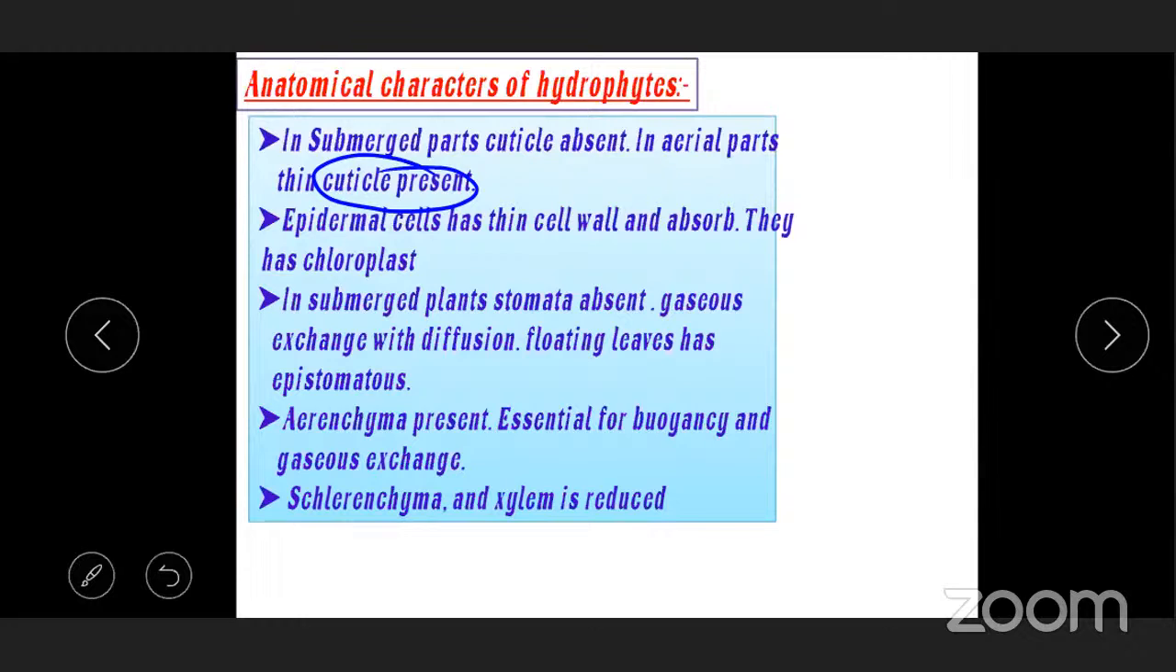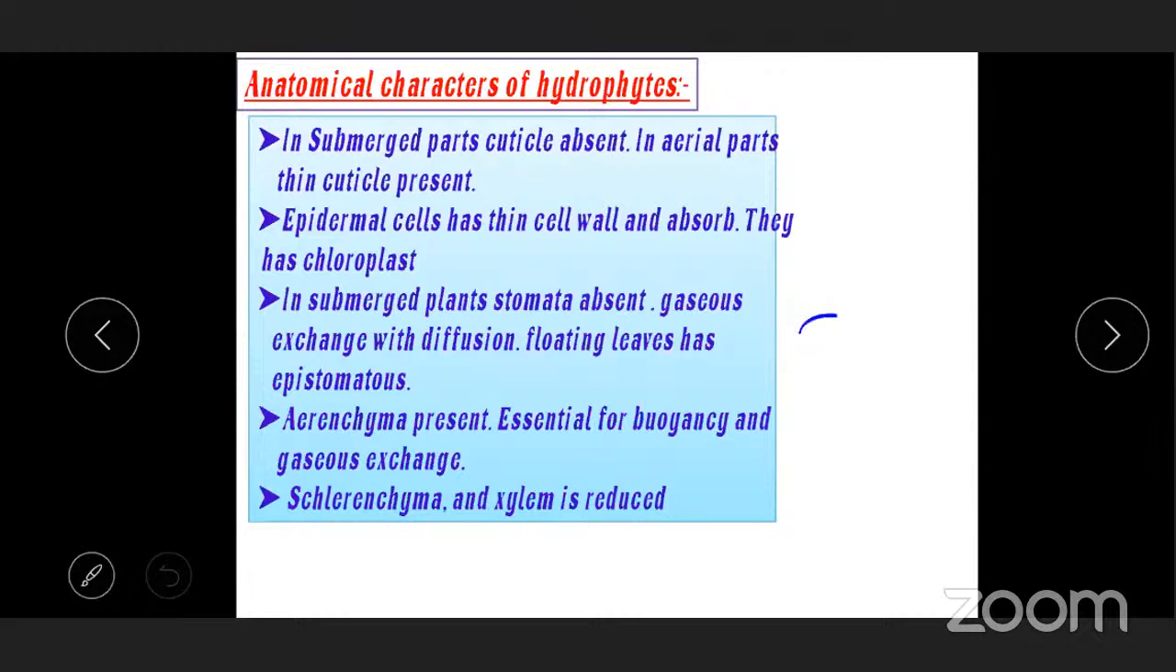Amphibious plants are sometimes grown in water, sometimes in air. That is why, when they are present in air, they have a cuticle surrounding the epidermis. The epidermal cell has a thin cell wall, and you can observe that it has chloroplast.